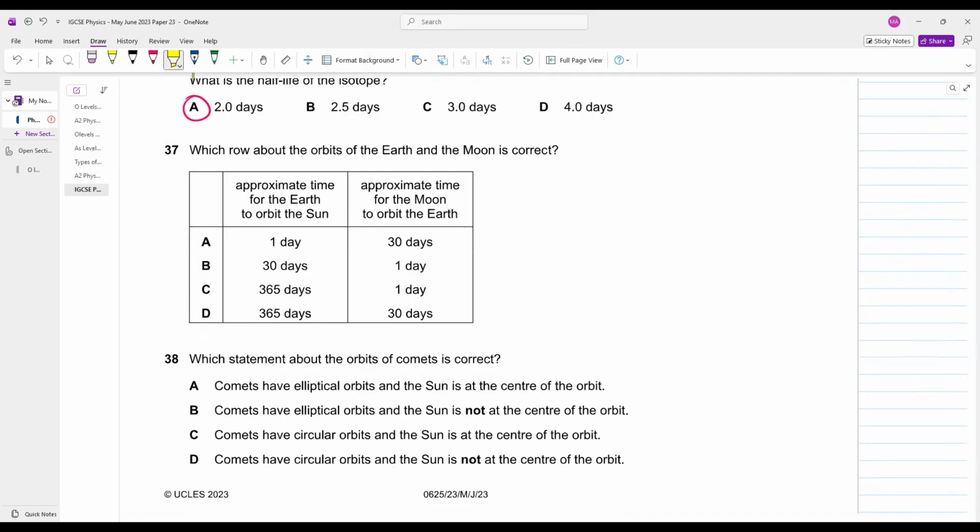Which row about the orbits of Earth and the Moon is correct? Approximate time for the Earth to orbit the Sun: 365 days. Options A and B cancel out. Okay. Approximate time for the Moon to orbit the Earth. How much time does the Moon take to orbit the Earth? 30 days. D is your answer.